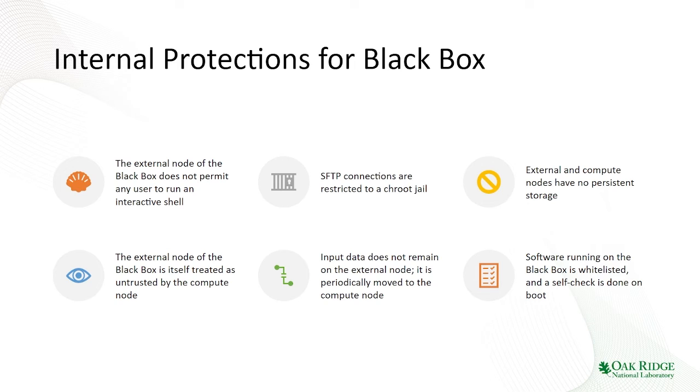External and compute nodes have no persistent storage. Again, no spinning drives. It's all DRAM. The external node of the black box is itself treated as untrusted by the compute node. The compute node will not accept connections from the external node. How does data get there? Well, the compute node has to explicitly connect to the external node and then copy data over. And we'll see some of what happens when that happens.